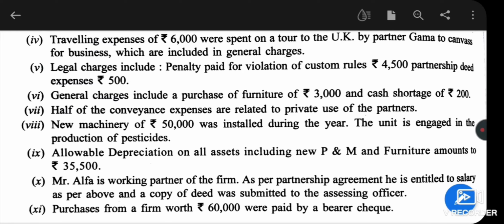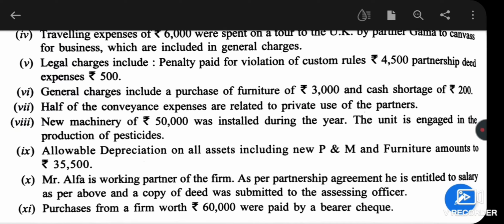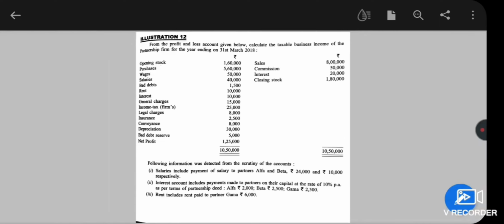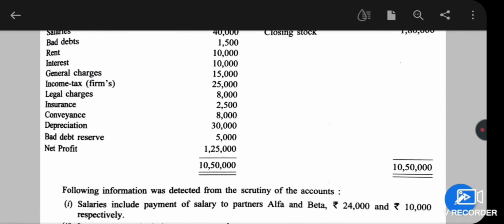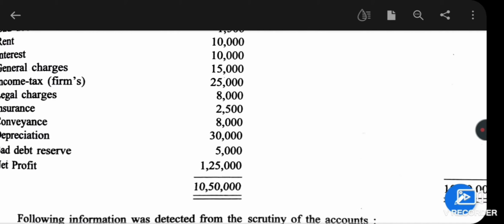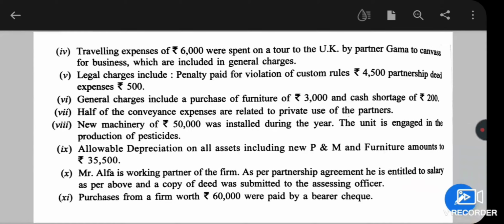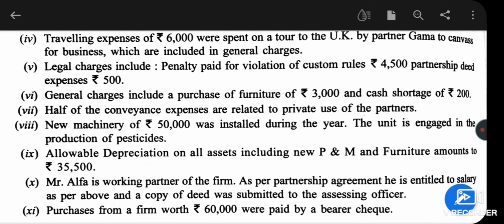And the 9th point, allowable depreciation, including new plant, machinery, and furniture, amounts to 35,500. So as we've been saying over and over again, if depreciation occurs twice, once in the profit and loss account, like here you have depreciation, rupees 30,000, and at the same time here also we have depreciation. So one is disallowed, and the additional information depreciation becomes an allowable depreciation.